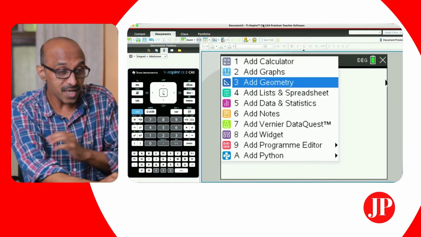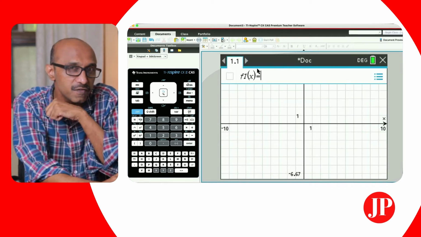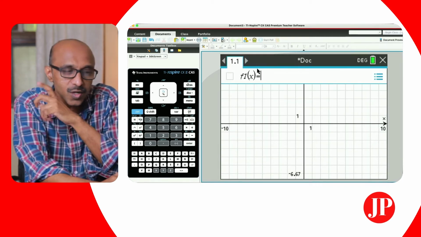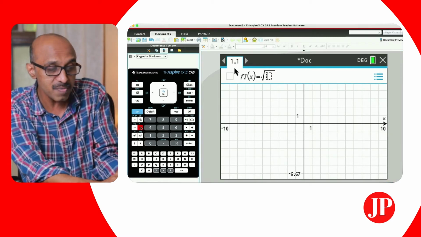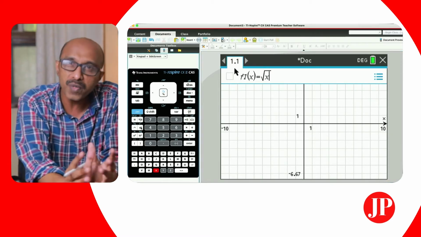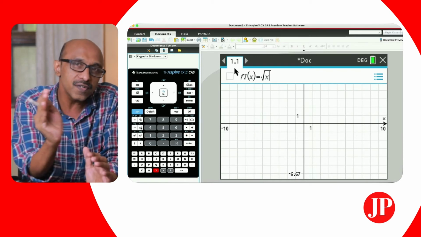So here we are with our graphing calculator. Let's just add a graph page. We're looking at a combination of transformations today. Let's use the square root function as our parent function. Remember, we're looking at not just a combination of transformations, but we're trying to explore whether the order of transformations matters.